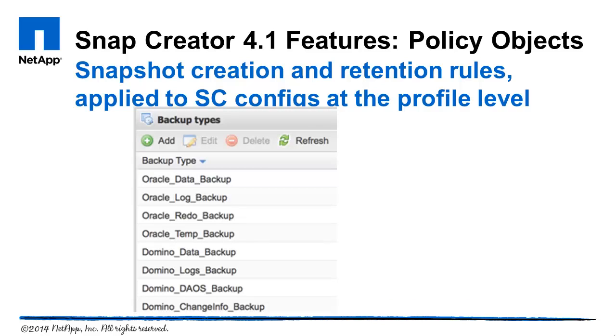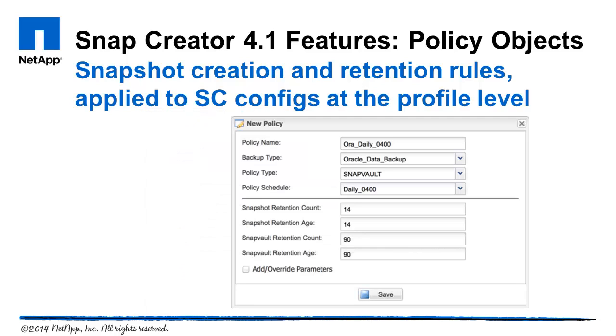For example, if you treat your Oracle data differently than your Oracle logs, and you have different retention policies for each of these, you can assign them a different backup type. Policy management defines the policies in Snap Creator. The screenshot here shows the new policy screen that contains all of the information contained in the policy.